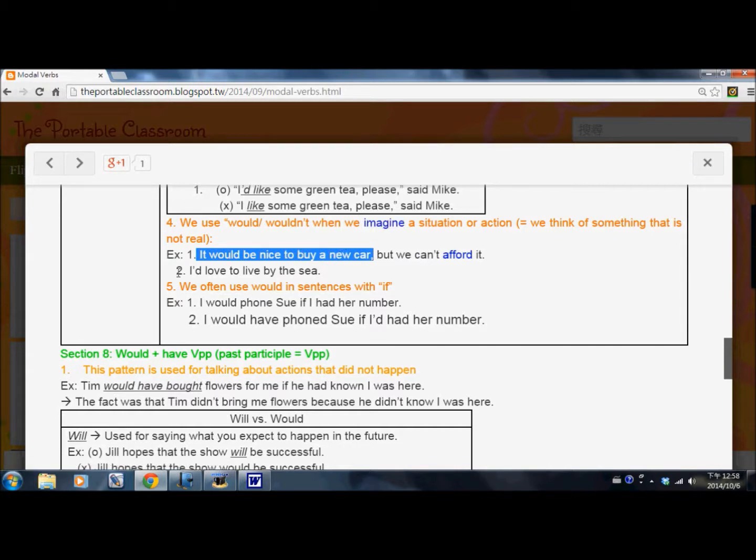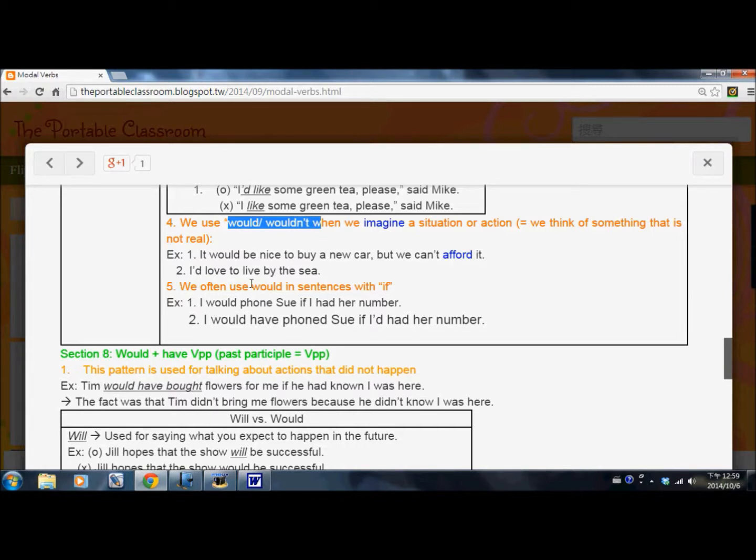Number two, I love to live by the sea. So the truth is, I do not live by the sea. Maybe I live in a city, but I just like the sea view. So I would love to live by the sea, but the truth is, I'm just trying to imagine that I lived by the sea. This is number four. We can use would or wouldn't to imagine a situation or action that didn't actually happen.